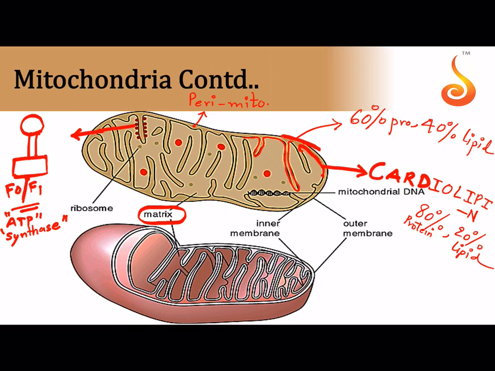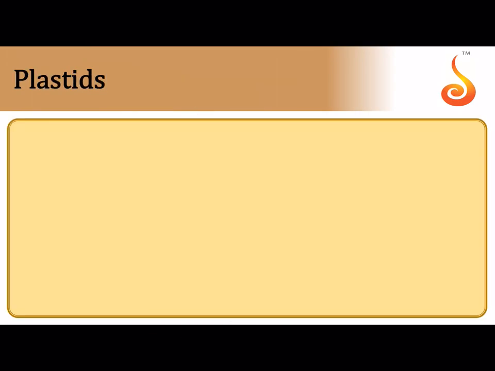And then there is a double-stranded naked DNA which is referred to as the mitochondrial DNA, and the fluid inside the mitochondria is referred to as the matrix. You know that the mitochondria is the site of aerobic respiration and it provides a lot of energy to the cell.